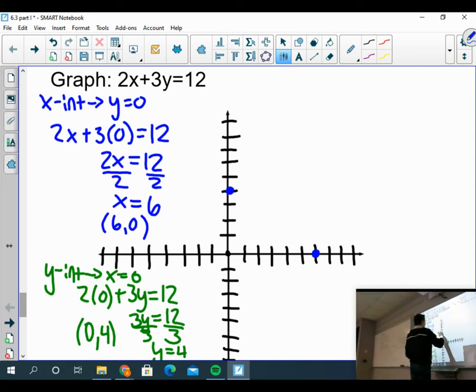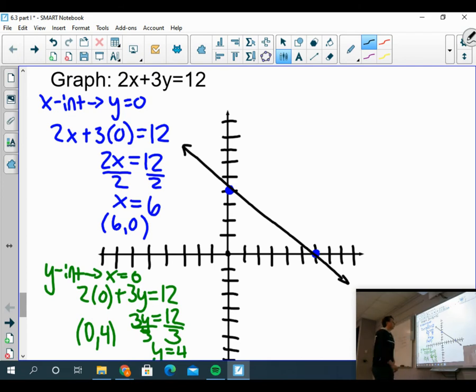So I go to (0, 4). I'm going to plot a dot, and then I'm going to connect them with a line. Okay? And this will be my graph for the linear equation 2x plus 3y equals 12. Okay, let's keep going.